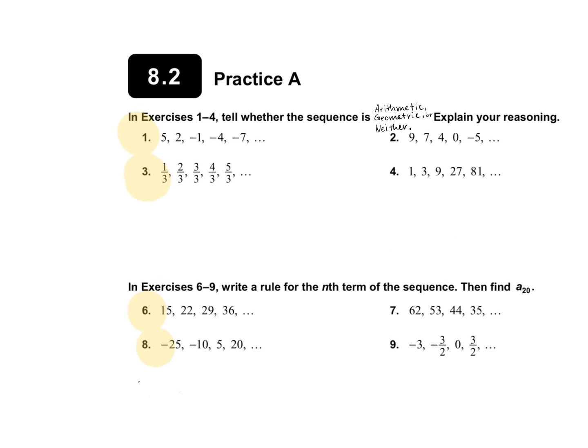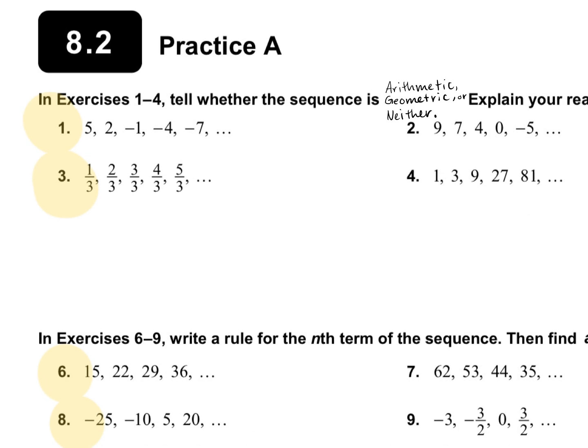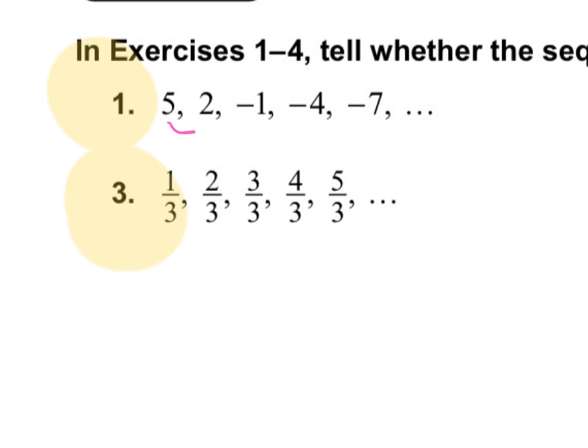All right, so let's look at 8.2. In 1 through 4, we have to tell whether the sequence is arithmetic, geometric, or neither. So what am I adding or subtracting, or multiplying, to get from 5 to 2? Minus 3. What about from 2 to negative 1? Minus 3. Let's check all of them just to be sure.